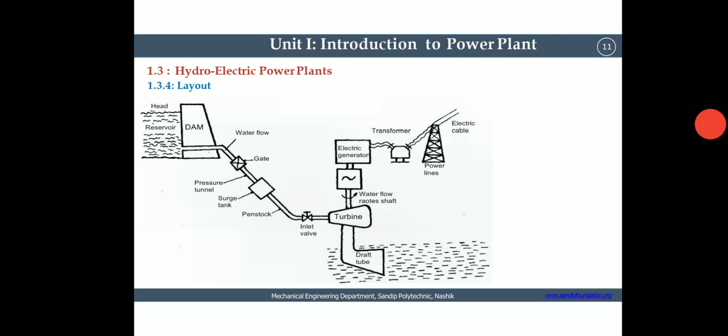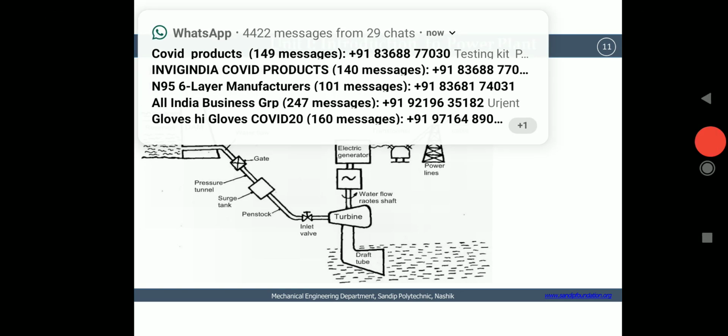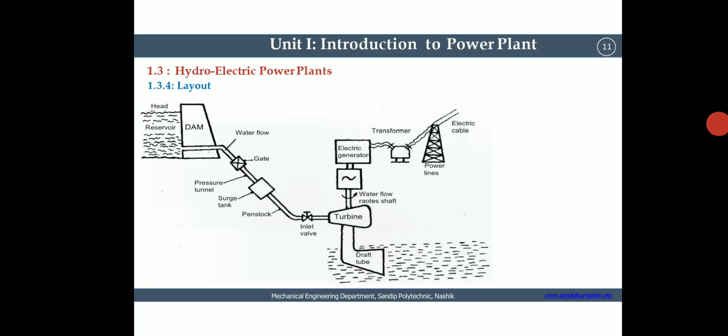Then the water goes through the inlet valve. Once you open the inlet valve, the water flows to the turbine. A turbine is nothing but a wheel having a number of buckets or blades on the periphery of the rotor. Once the water hits the blades, the turbine starts rotating. There is a shaft connected to the electric generator. The electric generator converts the rotating mechanical energy of the turbine into electric energy. After the water hits the turbine, it is passed to the draft tube, and then back to the river.